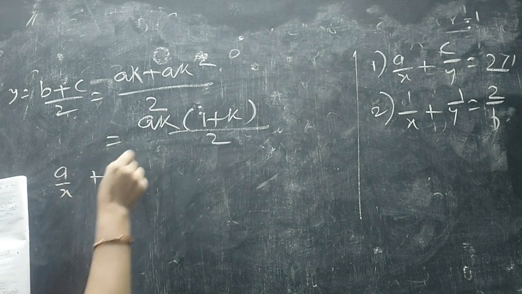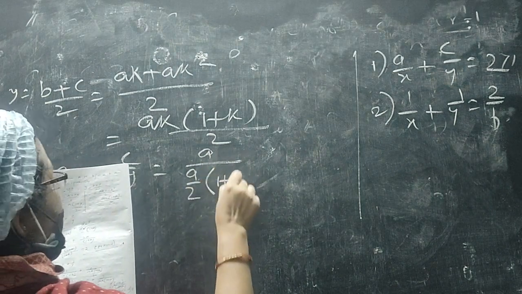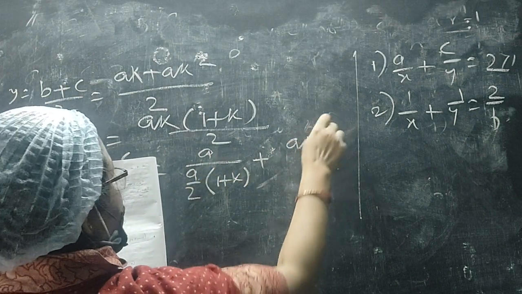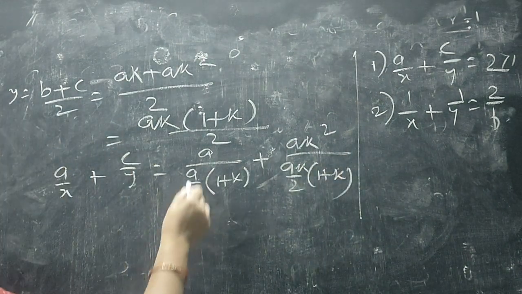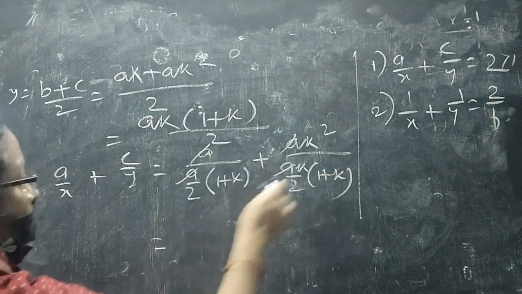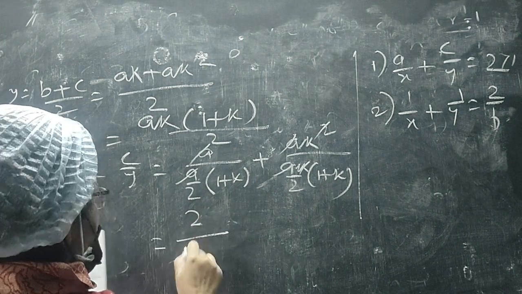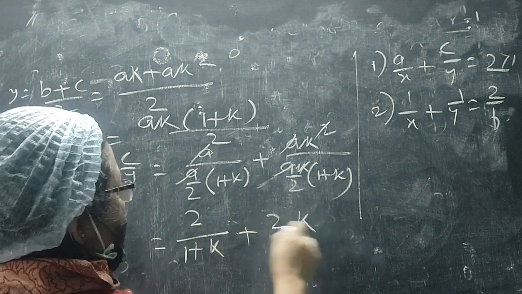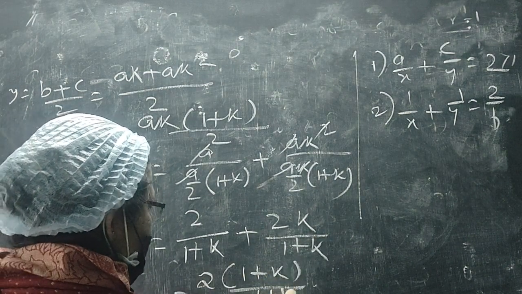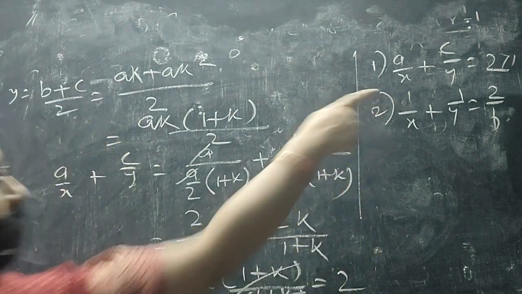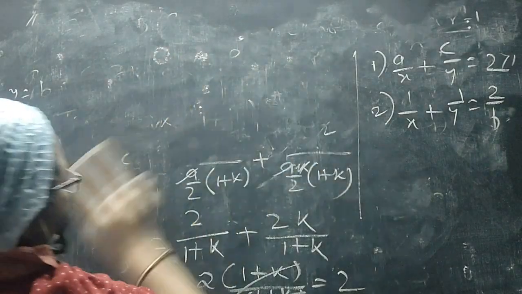So A by X plus C by Y is equal to A by A by 2 into 1 plus K, plus AK square by AK by 2 into 1 plus K. A cancels out, K cancels out. So 2 by 1 plus K plus 2K by 1 plus K. So 2 into 1 plus K by 1 plus K, so this equal to 2. First one is proved.